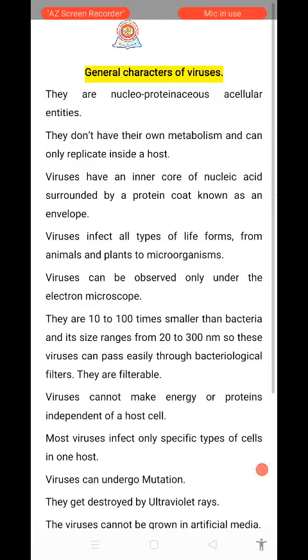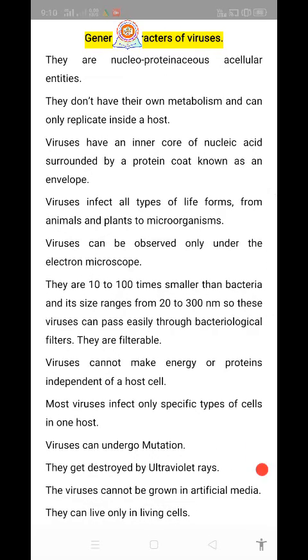They don't have their own metabolism and can only replicate inside the host cell. Viruses have an inner core of nucleic acid surrounded by a protein coat known as the envelope. Viruses infect all types of life forms, from animals and plants to microorganisms.